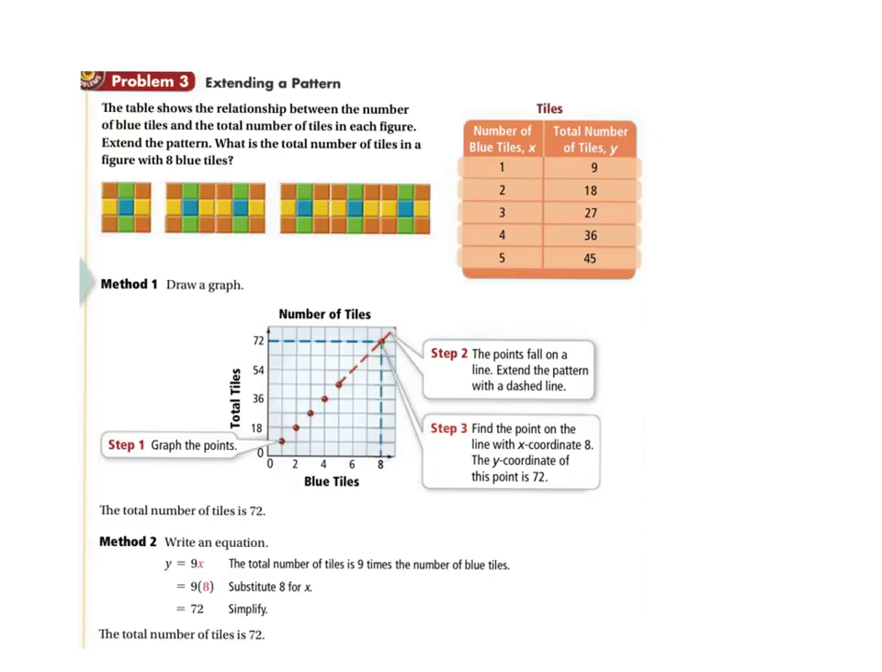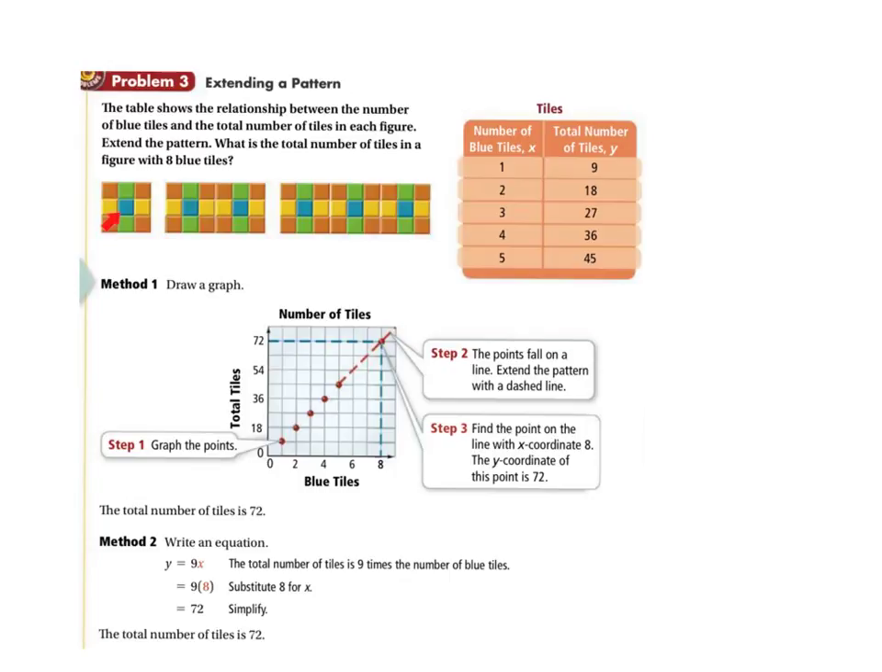Alrighty, so continuing with that concept of a pattern, right? Looking for the pattern. So the table shows the relationship between the number of blue tiles, notice the blue one in the middle, right? And the total number of tiles in each figure. Extend the pattern. What is the total number of tiles in the figure with 8 blue tiles?